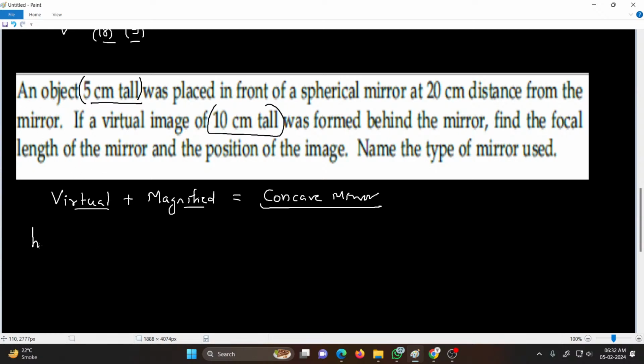So object 5 centimeter tall, so h is given, plus 5 centimeter, is placed in front of a spherical mirror at 20 centimeter from the mirror. So u is given and you have to take it minus, because object is always kept on left side of the mirror. Virtual image 10 centimeter forms, so h dash, and you will take it to be minus 10 centimeter because it's a virtual image, so it is inverted.